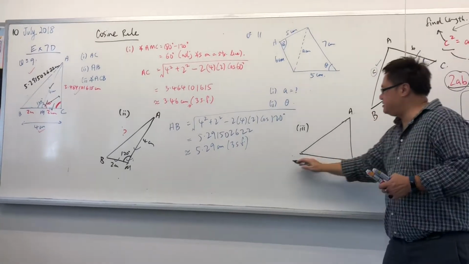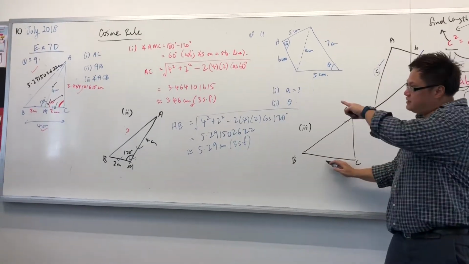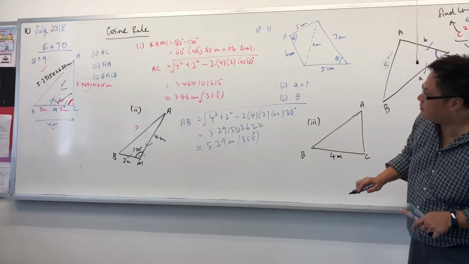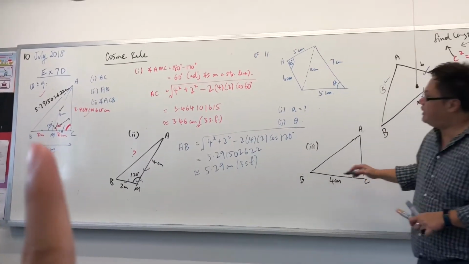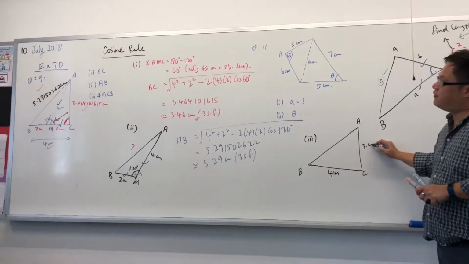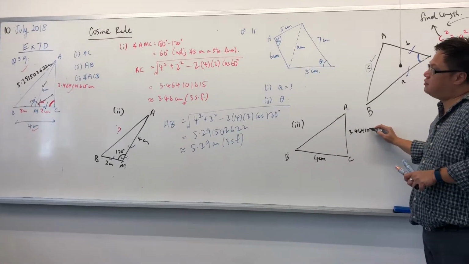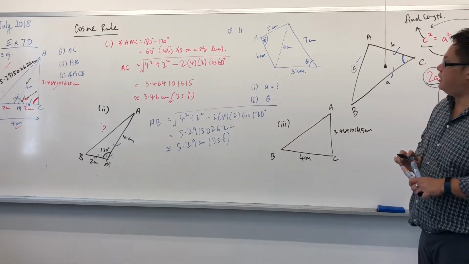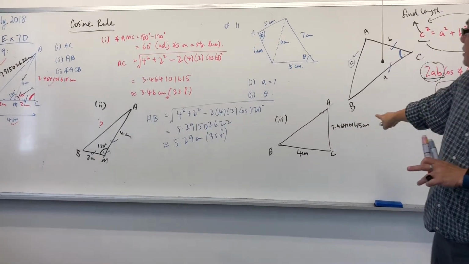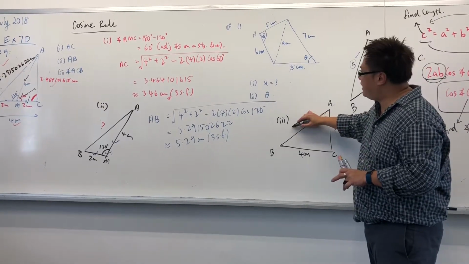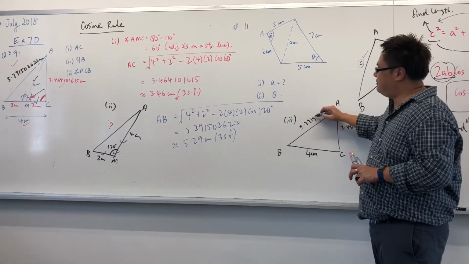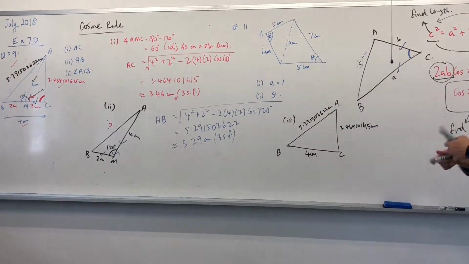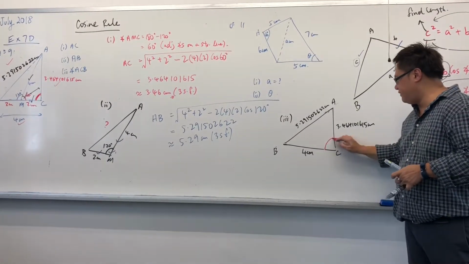This is A, this is B, this is C. This is 4 cm based on the diagram, okay? And then 4 cm, right? Or 4 meters, 4 cm. And then this one is 3.464101615 cm. Okay, did I get it correct? Yep, correct. Then the last line is 5.2915022622 cm. Okay, so now I want to find this angle. How to find this angle?